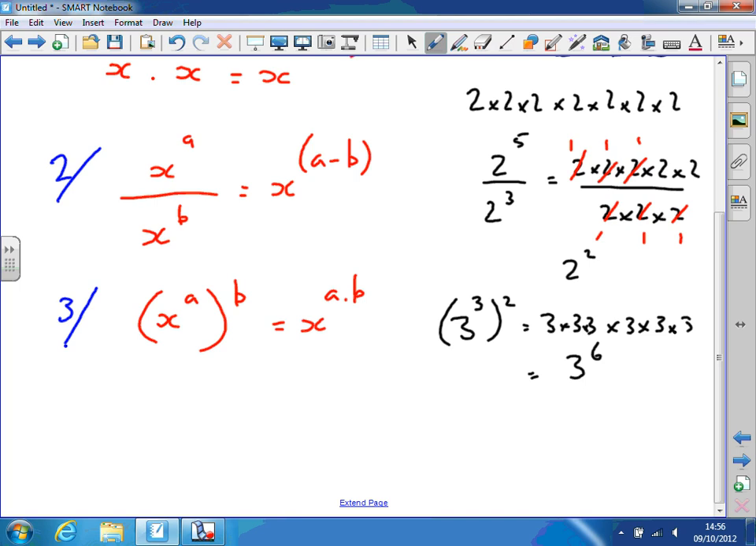So if I've got one power raised to another power, which is effectively what this is saying, so I've got 3 raised to 1 power cubed, then I'm raising that to another power, 2, I actually just multiply the powers together. 3 2's are 6.